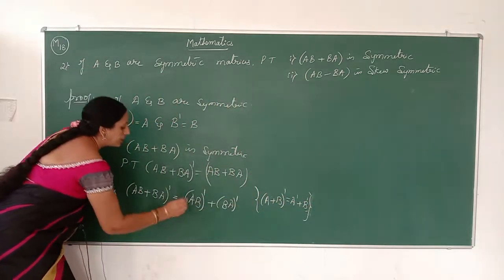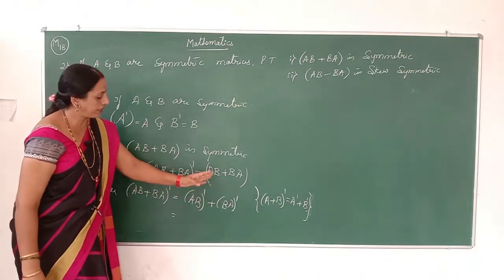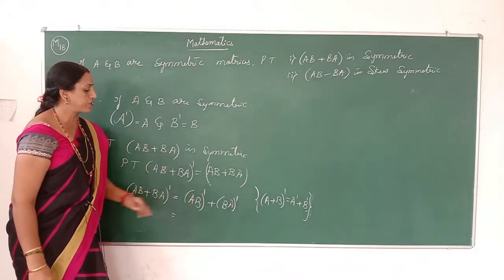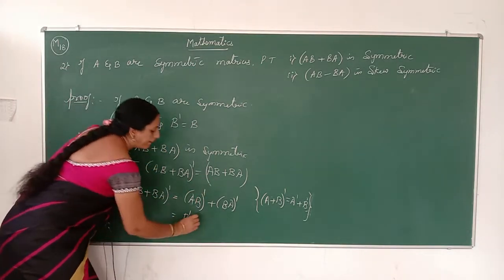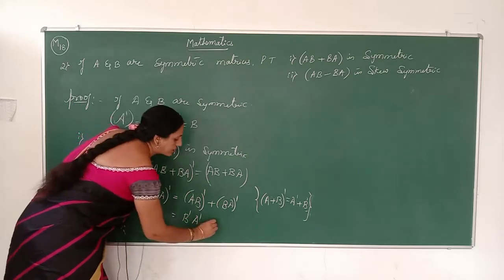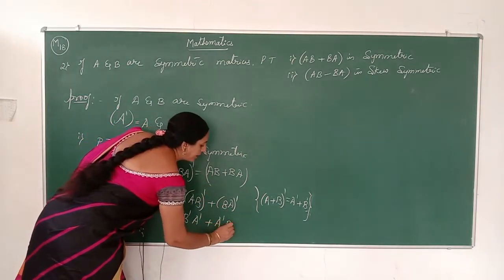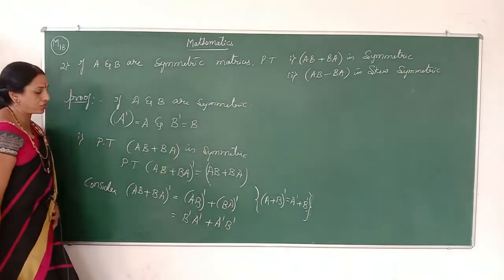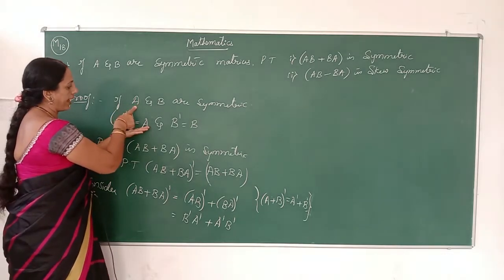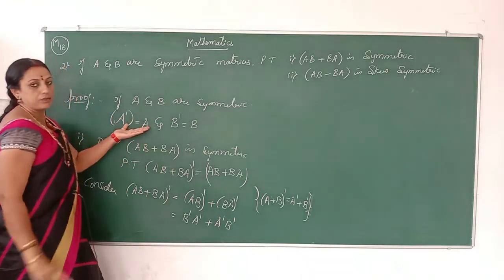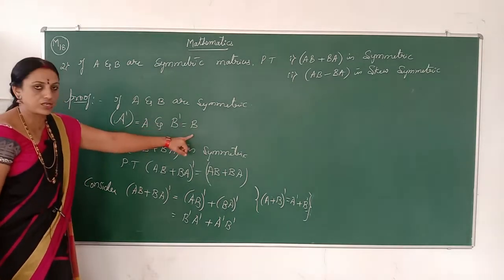Next, now these two are in the form of (A into B) dash. Again, it's another property of the transpose of a matrix: (A into B) dash can be written as B dash into A dash. Similarly, (B into A) dash can also be written as A dash into B dash. After that, by using the condition of symmetric, since A and B are symmetric matrices, therefore A dash is equal to A and B dash is equal to B.